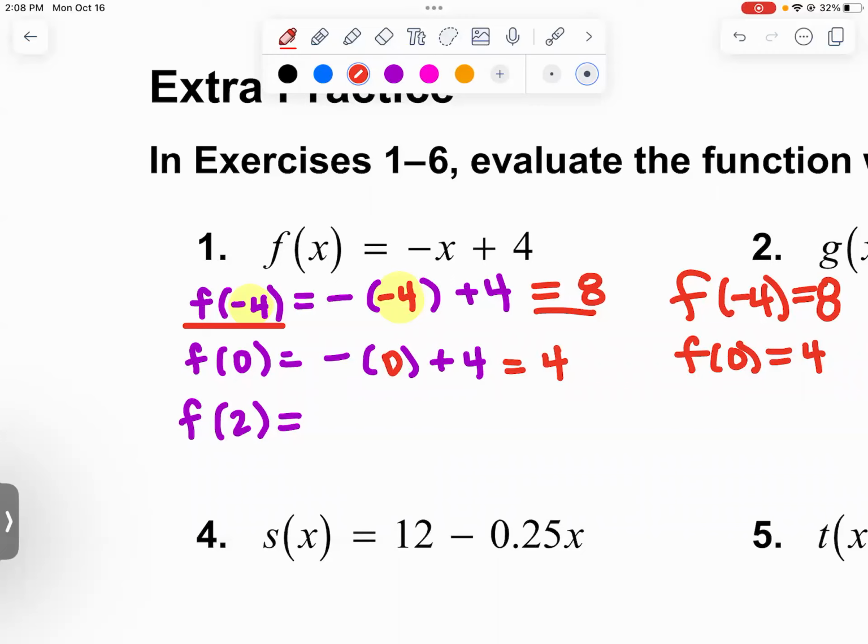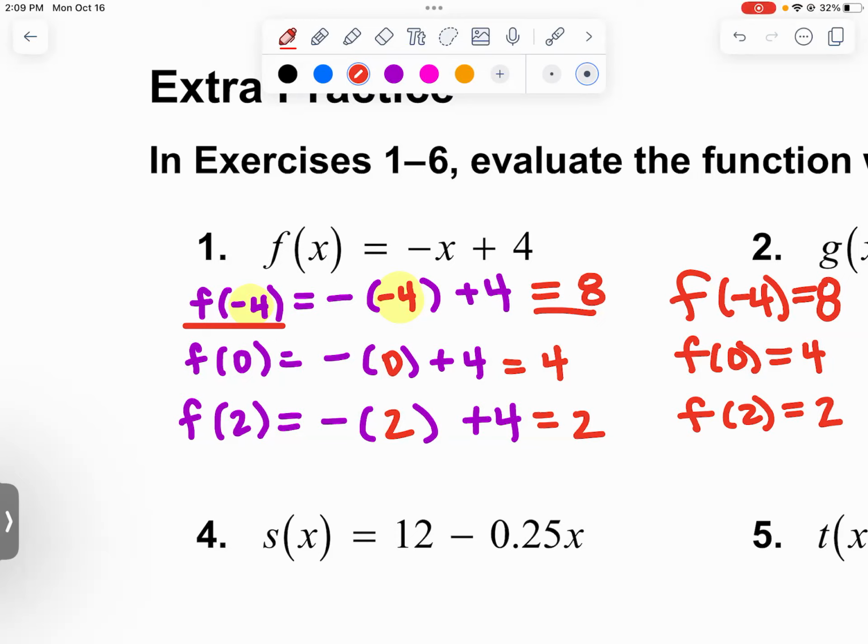Now, f of 2. My f of x is negative x plus 4. My input is 2, so wherever there's an x, I'm going to put in a 2. My output, negative 2 plus 4, would be 2. So f of 2 equals 2. What's nice about this notation is I can see 3 coordinates without having to look all over my paper. We have the coordinates negative 4, 8; 0, 4; and 2, 2.